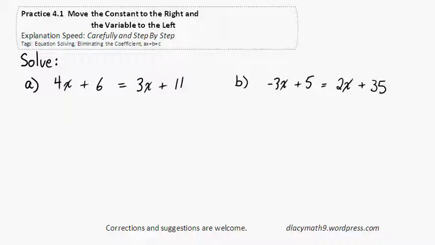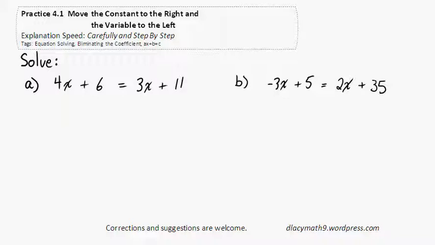Practice 4.1. Move the constant to the right and the variable to the left, in which the explanation speed is careful and step by step. The job here is to solve these two equations. Please pause the video and try to do that.